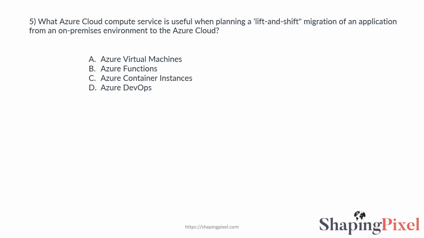So question number 5, what Azure Cloud Compute Service is useful when planning a lift and shift migration of an application from an on-premises environment to the Azure cloud? And we have the following four options: Azure Virtual Machines, Azure Functions, Azure Container Instances, and Azure DevOps. So the right option here is option A, Azure Virtual Machines.